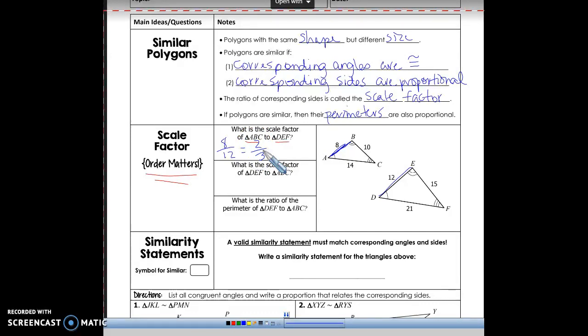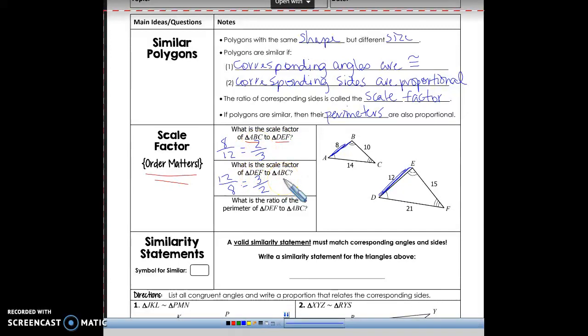Now, what if I ask you for the scale factor from DEF to triangle ABC, which means I'm going to have to start in DEF. Again, I can use any set of corresponding sides. Let's just do the same. This time I'm going to start with triangle DEF. So let's do side DE, which is 12, over AB, which corresponds to it, which is 8. If I simplify that, that's going to give me 3/2. If you look at their scale factors, it's just the reciprocal. It's flipped, because what did you do with the triangles? You flipped the triangles around.